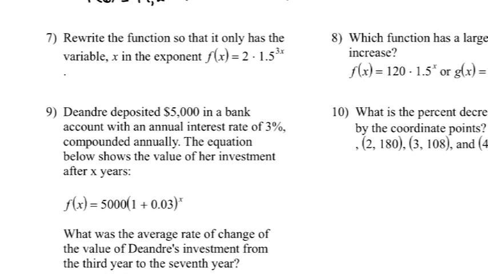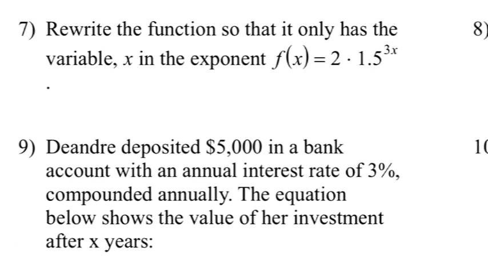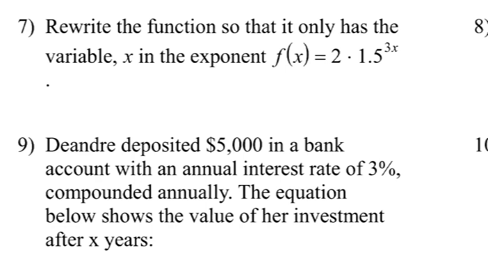So rewrite the function so that it only has the variable x in the exponent. Right now the exponent has a 3x in it. So how do we change this so that it has just an x in the exponent? Well, what I know is that I can rewrite this so that we have 2, and instead of this multiplication, I'm going to use parentheses here, times 1.5 to the power 3, all to the power x.